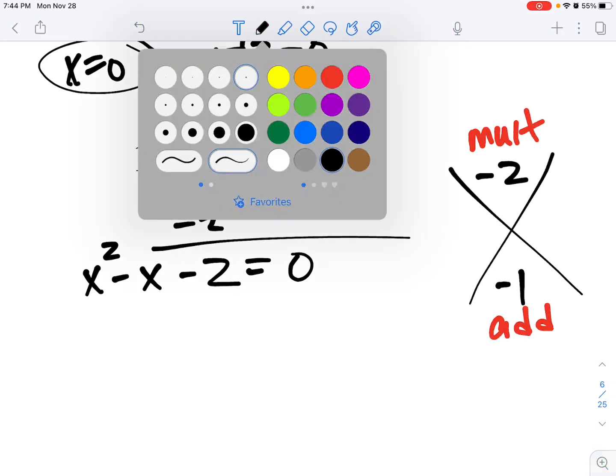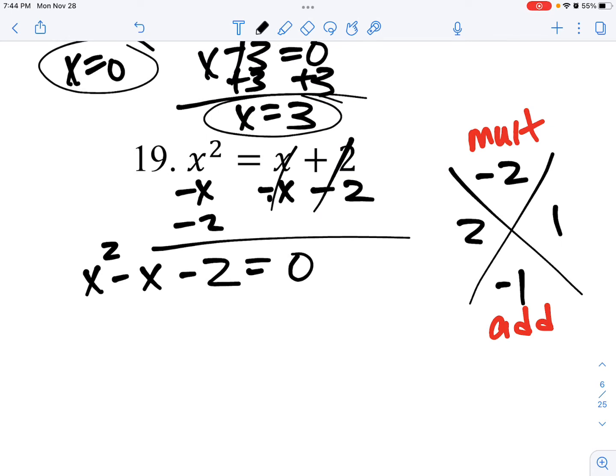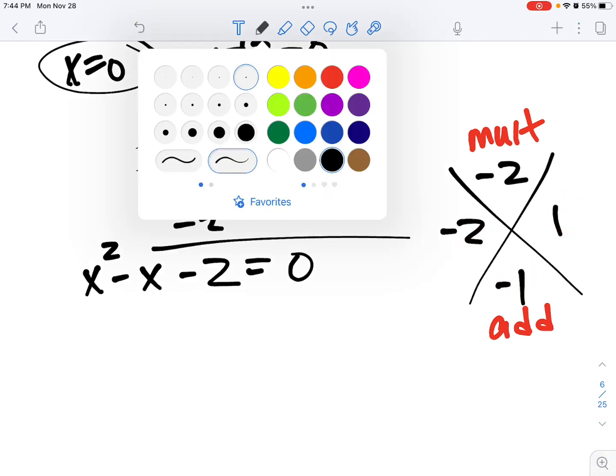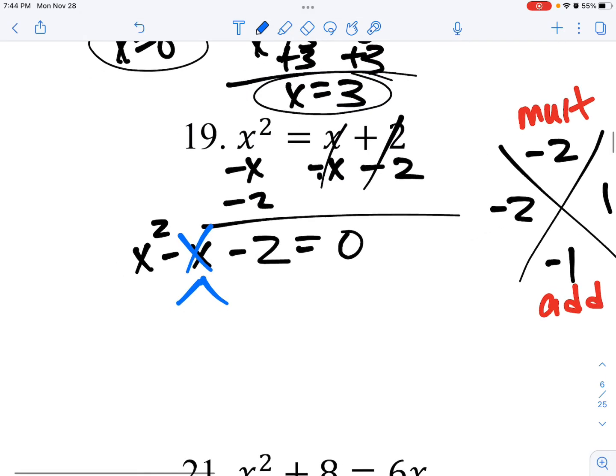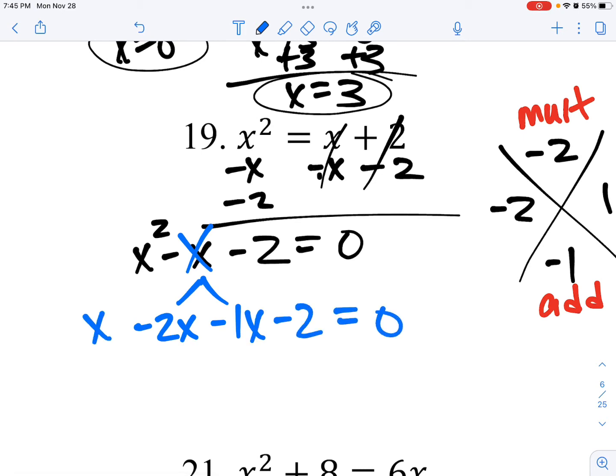So the only factors of 2 are 2 and 1, right? But if they add up to negative 1, that means the negative 2 has to be negative. Remember, this times this equals this. Negative 2 plus 1 equals negative 1. So remember what I do next. I don't use this negative x. I split the middle, and I write negative 2x and negative 1x, and I'm going to keep the minus 2 equals 0, and I'm going to keep the x squared in front.